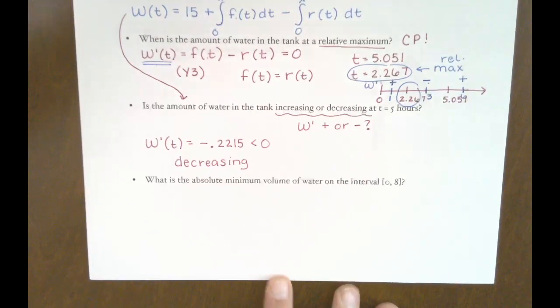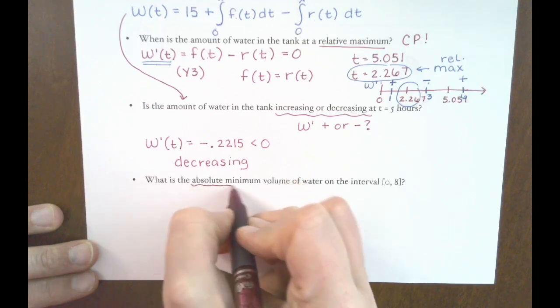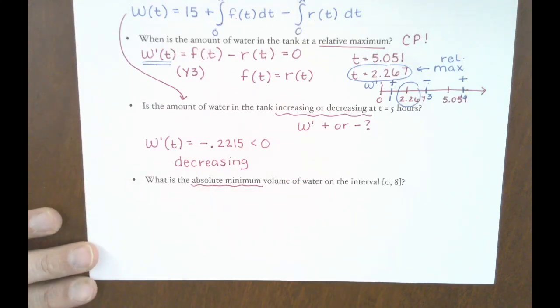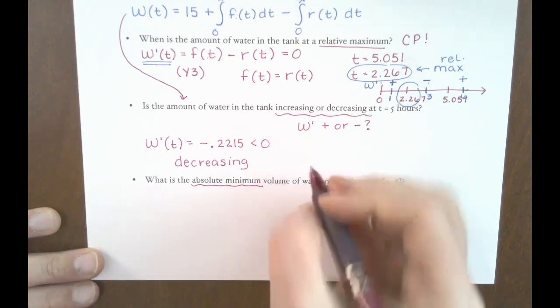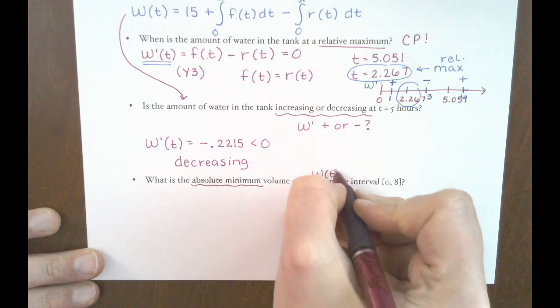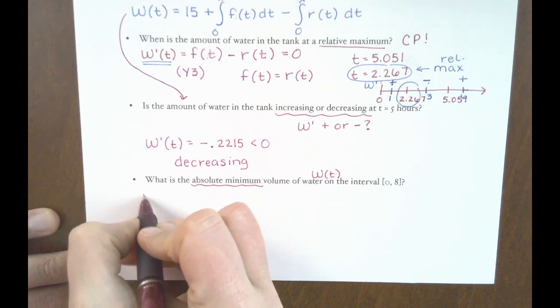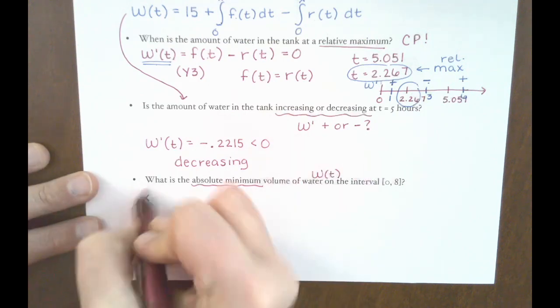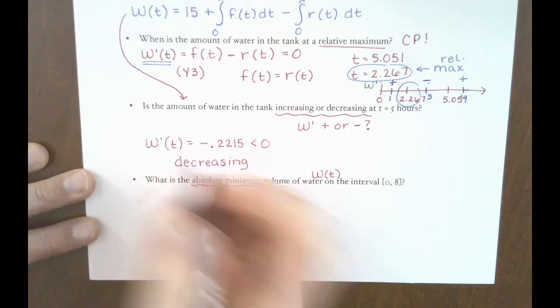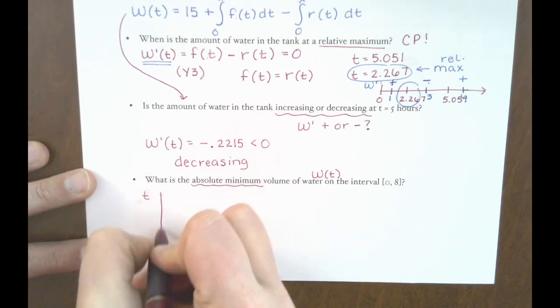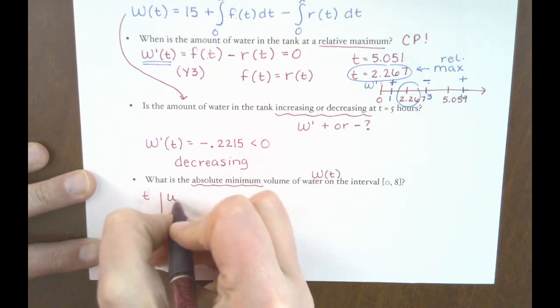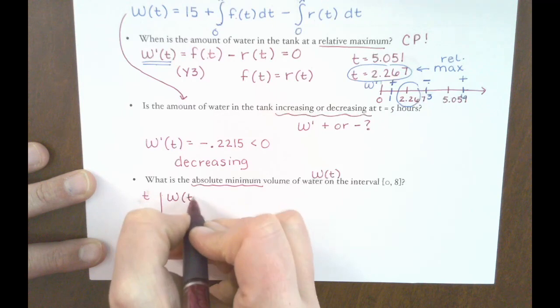Okay, and one more thing. What is the absolute minimum? Once again, we're throwing back to stuff that we've already done. I want the absolute minimum volume of water, otherwise known as amount of water, on the interval from 0 to 8. Remember, this is talking about the W of t function that we created. And we're going to do a candidates test because it's absolute minimum. So I want to look at x, or I could say t. Sorry, I'm changing my mind all over the place on t's and x's, but it honestly doesn't make a difference. So W of t is what I want to look at here.